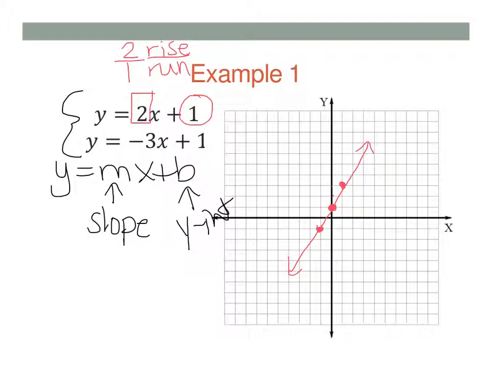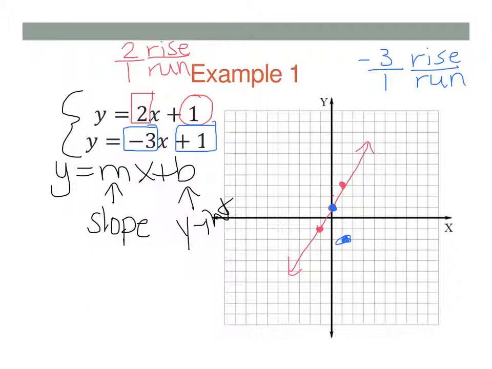Next, we're going to graph the second equation. On the second equation, again, our y-intercept is at 1, so I'm going to put another dot there. And our slope is negative 3, which means negative 3 over 1. So from our y-intercept, we are rising negative 3 and we are running 1. If we are rising negative 3, that really means we are going down 3 spaces. So 1, 2, 3 down, but then we go 1 to the right.